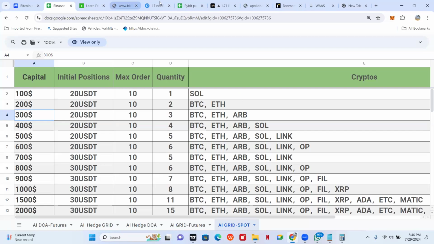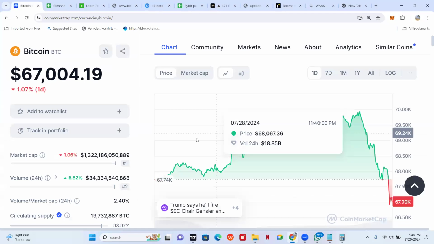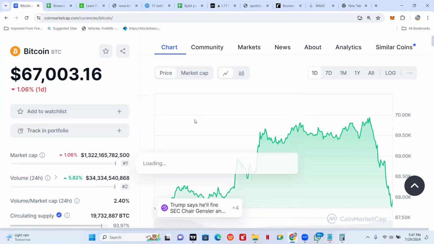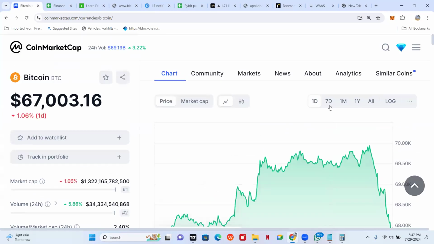So now, looking at these charts, for example, this is Bitcoin. Look at the Bitcoin charts. We look at a 1 day on Bitcoin.